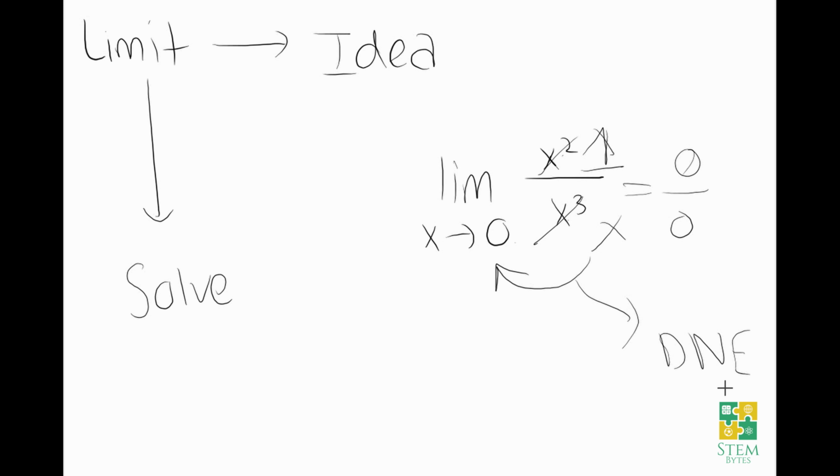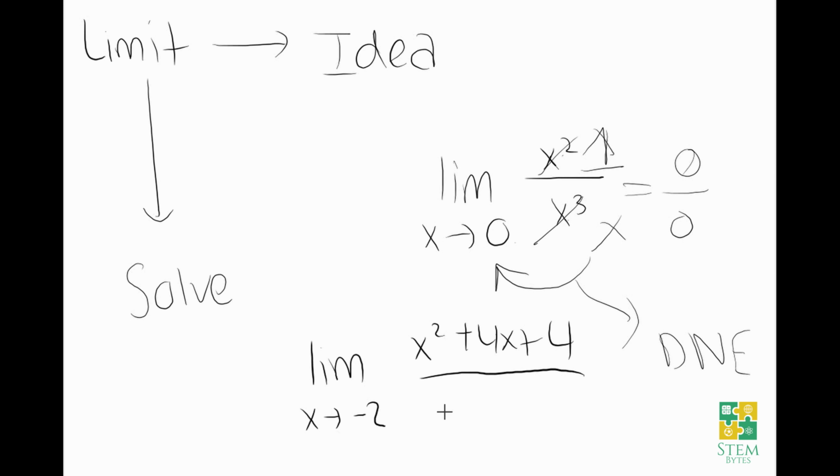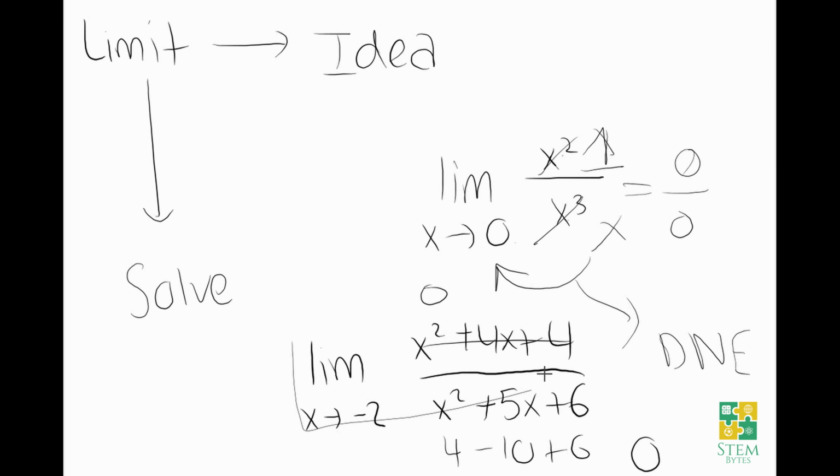Or other types of limits, like, say, the limit as x approaches -2 of x squared plus 4x plus 4 over x squared plus 5x plus 6. And when you plug this in, you get 0 here. And if you plug it in here, you would get 4 minus 10 plus 6, which is also 0. How would we solve this? So in the next video, we will find out how to solve this type of limit. And indeed, we will solve this exact limit. So hope to see you guys in the next video.